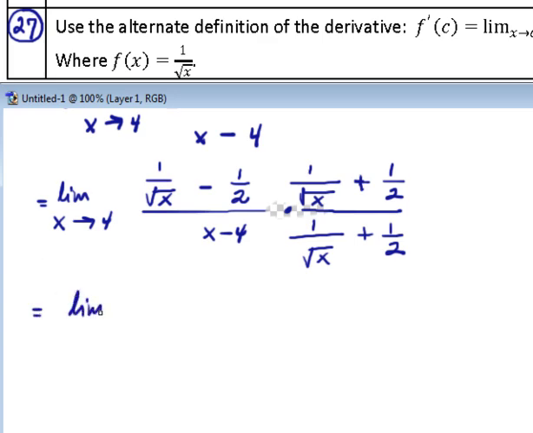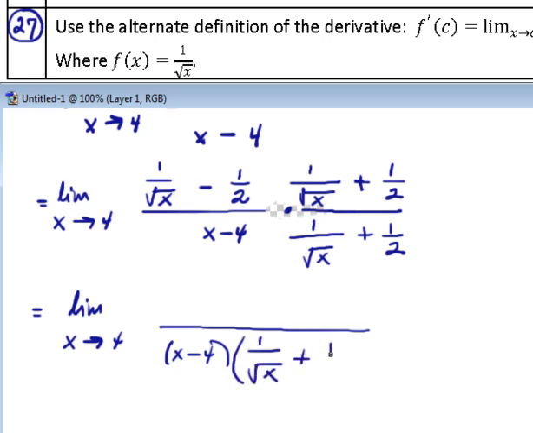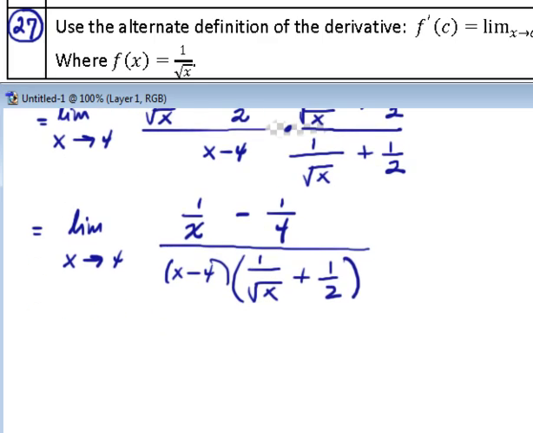So we have the limit as x goes to 4. In the denominator, we'll just write x minus 4 times 1 over square root of x plus a half. In the numerator, the first times the first is 1 over x, and the last times the last, that's minus 1/4. And remember, the middle term is 0. Now I still don't see an x minus 4 in the numerator, but if we combine 1 over x minus 1/4, just add those two fractions, we'll get our x minus 4.